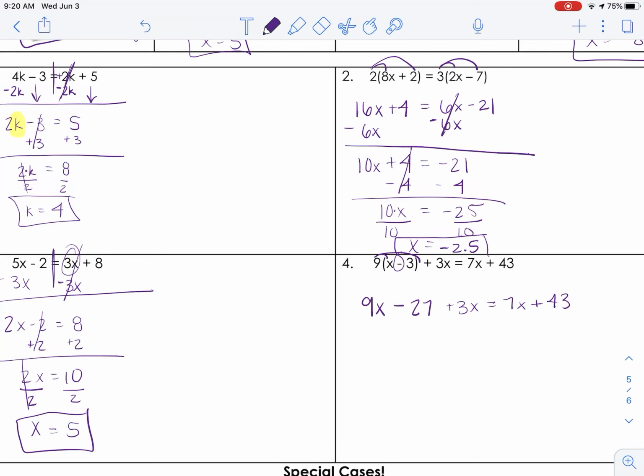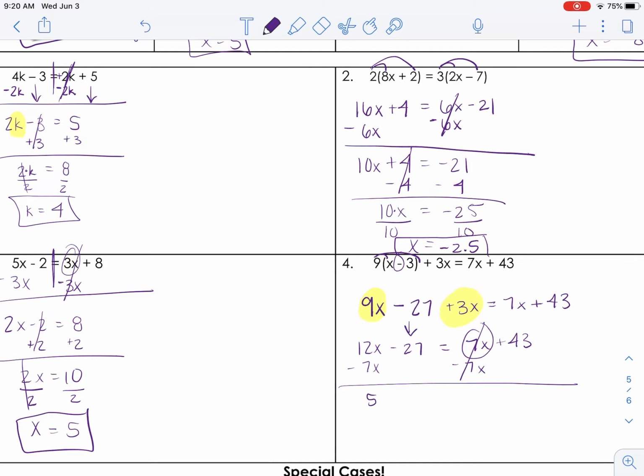And my next step after distribute is combine like terms, and I do have like terms on the left side that can be added. So I'm going to end up with 9x plus 3x is 12x. And I'm going to bring my negative 27 down, equals 7x plus 43. And I'm going to move my smallest x term because I can't combine them. I have to undo it and move it.